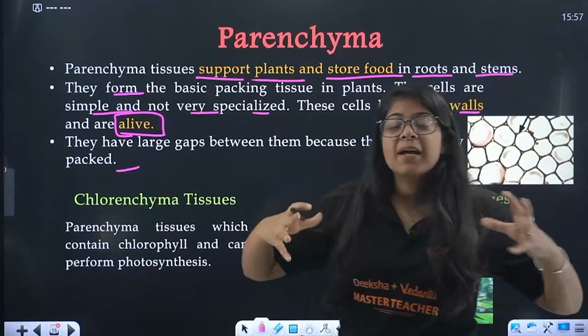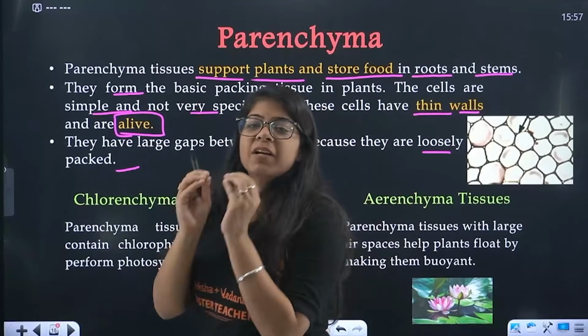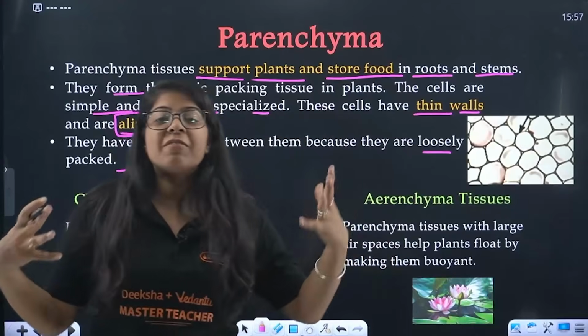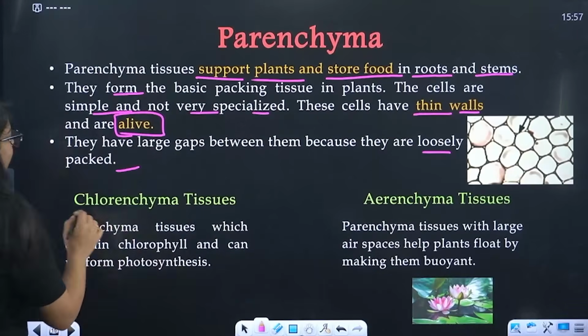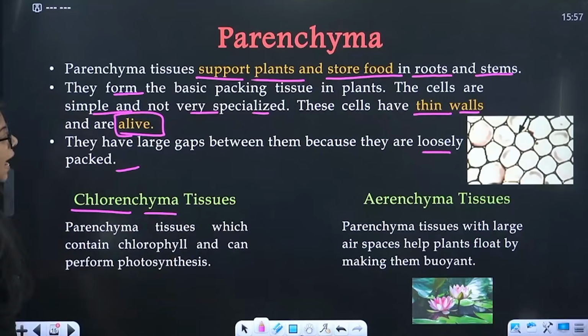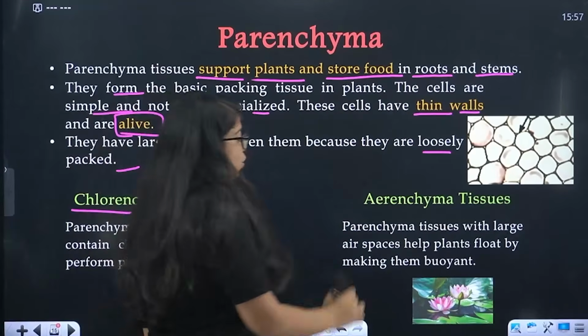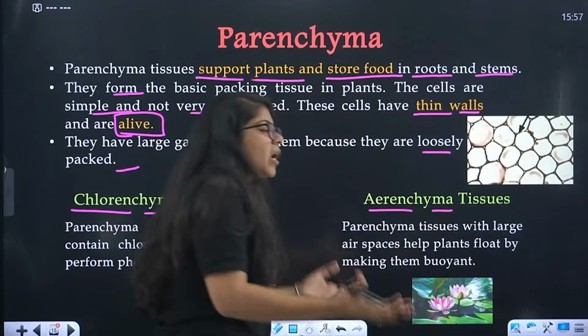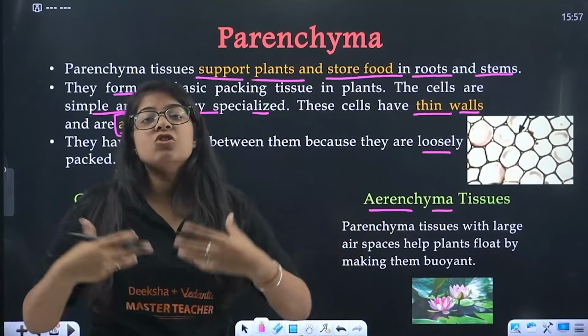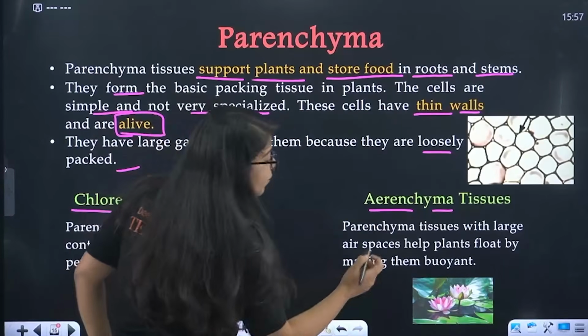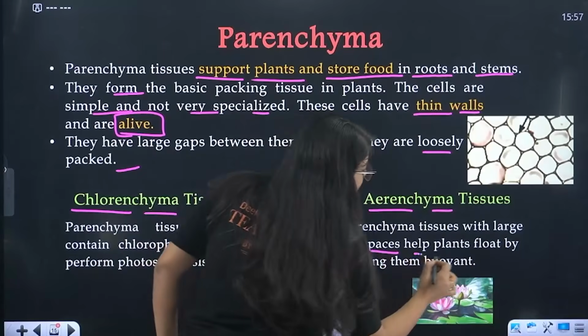They are loosely packed. They have thin walls, but the gaps between them are very large. Now, in these you also have two types, chlorenchyma tissue and aerenchyma tissue. Remember, aer means airy, a light tissue, so it does not have much weight. Parenchyma tissues with large air spaces help plants float.